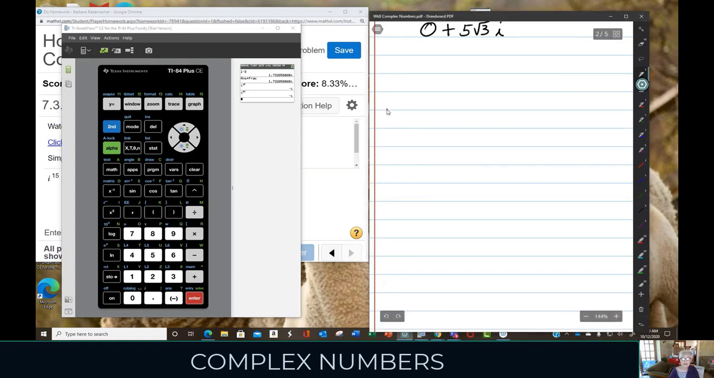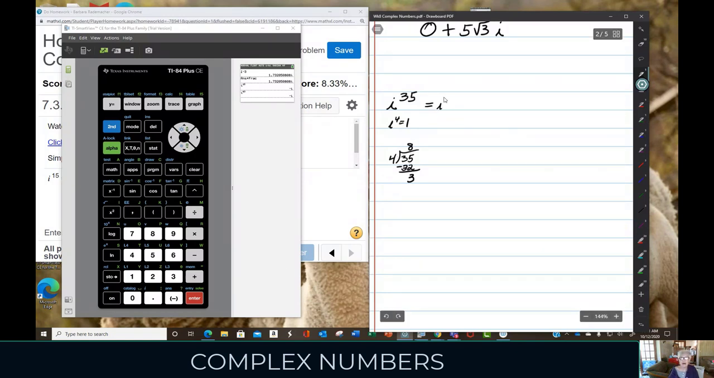Let's try this. i to the 35th power. The trick to doing this is finding out how many fours go into 35, because i to the fourth, you remember, equals one. So I'm going to divide four into 35. Well, four times nine is 36, so I'll have to do four times eight. Four will go evenly eight times, and then there is a remainder. And the remainder is three.